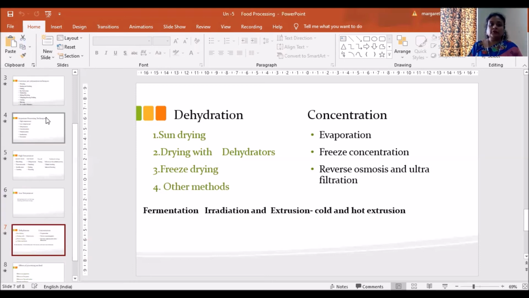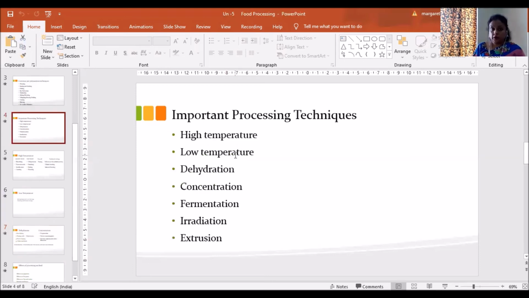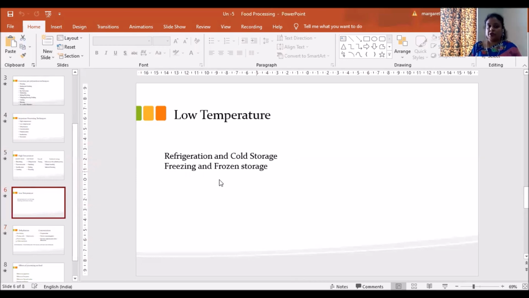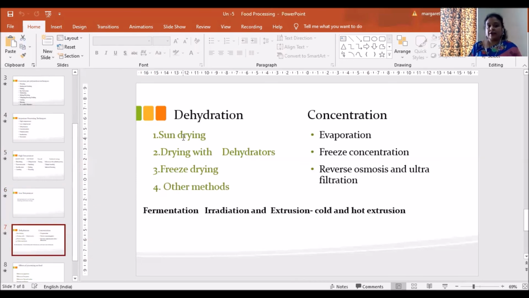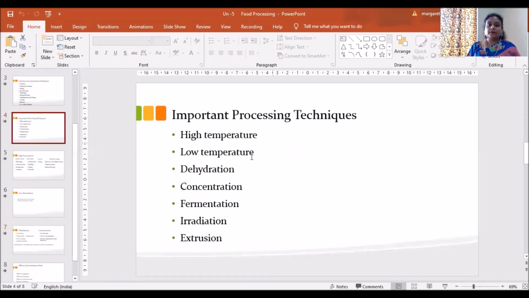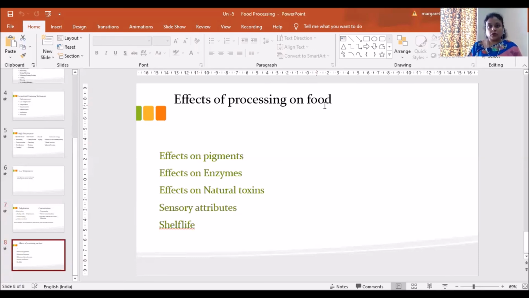So we have done with high temperature and low temperature. High temperature we have done with moist heat, dry heat, hot oil, radiation energy. Low temperature we have done with refrigerator, deep freezer. Then dehydration: sun drying, drying with dehydrators, freeze drying are the methods. Then concentration like evaporation, freeze concentration, reverse osmosis and filtration. Then fermentation. So we have covered almost all of it. Now the effects of processing on the food.